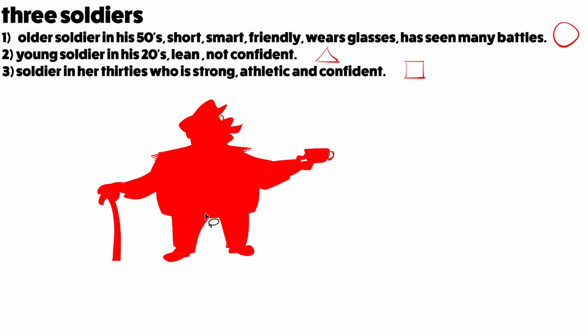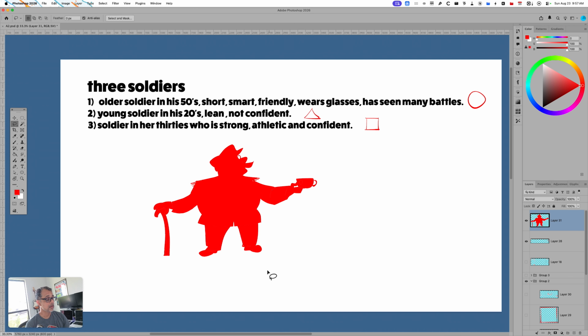Now, is this the final answer here? No. I can still refine. Maybe I don't want to give him that big of a belly. Maybe I'll just kind of bring it in. After all, he is a soldier and he served, so maybe he's put on a little bit of weight, but he still has some form. And maybe there's like a little hint of a coattail. So now we have a solution. Is it the solution? No. It's simply one kind of iteration on this.